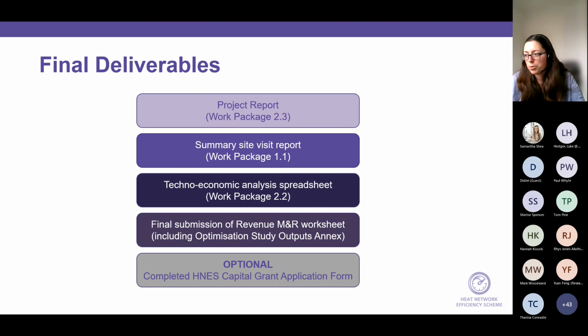And potentially as an optional extra, your client might ask you to help them complete a HNES capital grant application form. So based on the recommendations that you've made in the revenue study and the optimization study, you may then want to say, okay, brilliant, we know we want to press ahead with these measures. So we will now submit a capital grant for the next funding round to implement the measures that have been identified. But obviously that's an optional requirement. It's not necessarily needed.